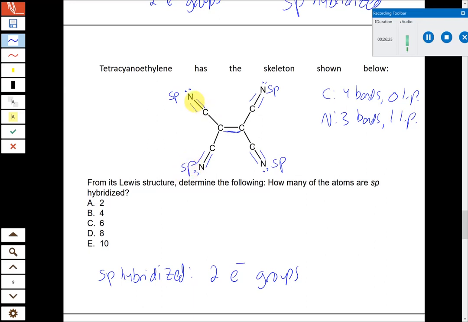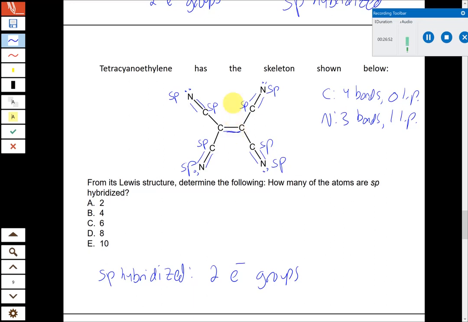And then these carbon atoms that are bonded to the nitrogen by the same token are going to also be sp hybridized. They're bonded in this case to one nitrogen, one carbon for a total of two electron groups. Each of those is going to be sp. And then if we go to the two central carbon atoms, each of these has three electron groups. They're bonded to a total of three carbon atoms. Single bonds to these two, a double bond to the other one in the center.